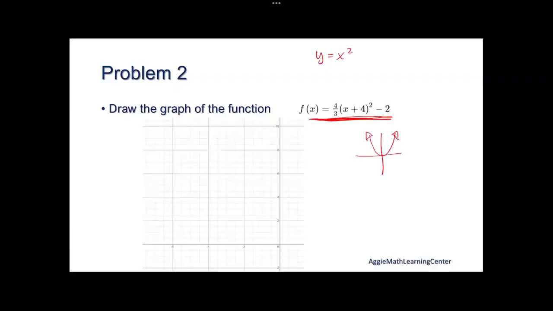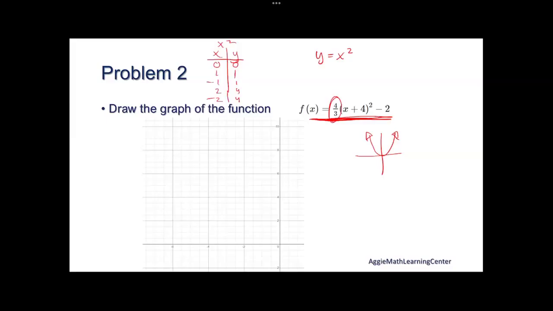In this case, because we have a scalar out in front, I'm not going to just put the parent graph and then do shifts. I'm going to write out a table. In our original function, x squared, our x and y values that are known are 0, 0, 1, 1, negative 1, 1, 2, 4, negative 2, 4. We'll just stick with those.